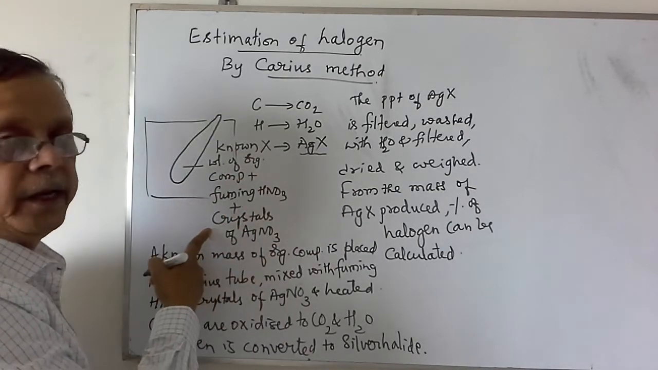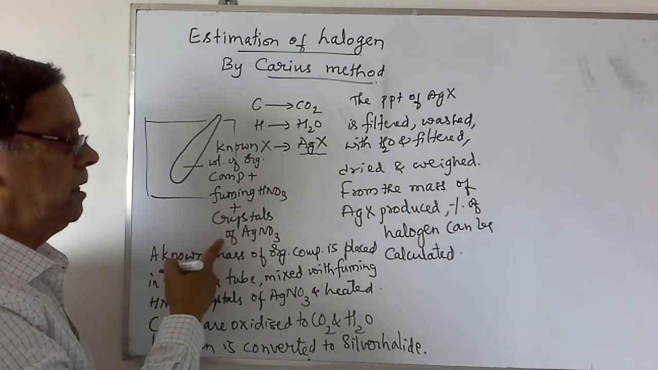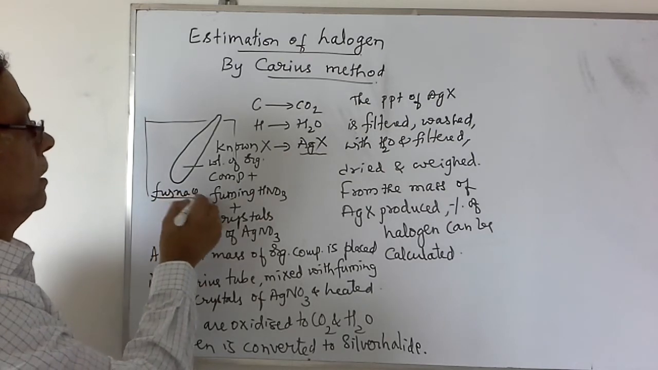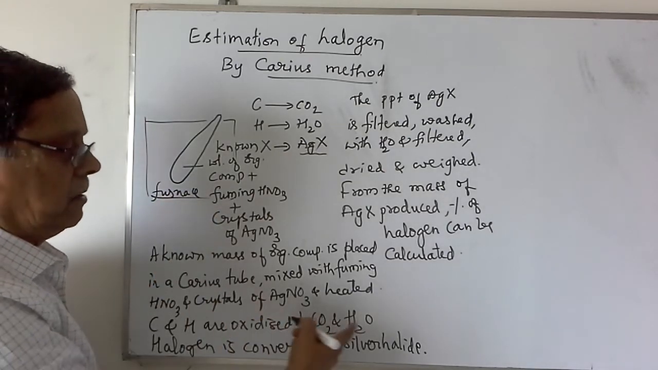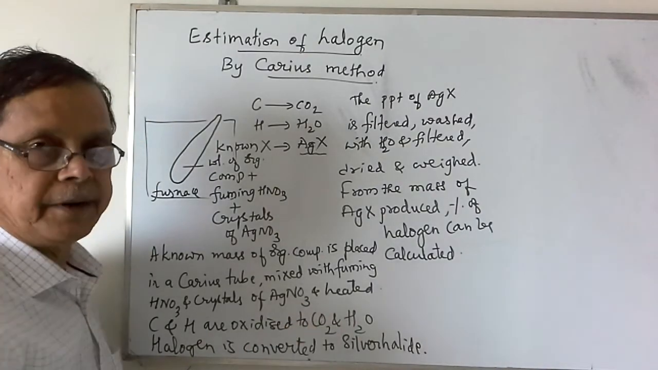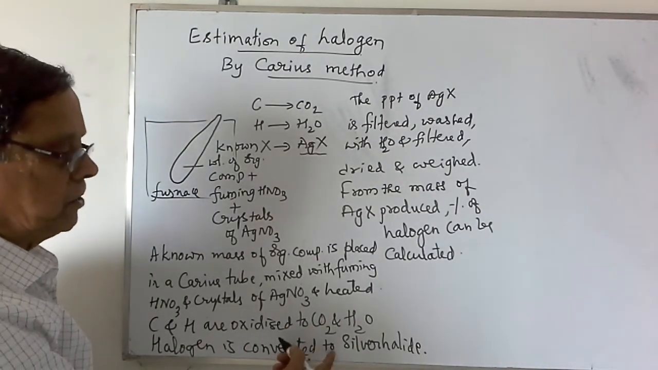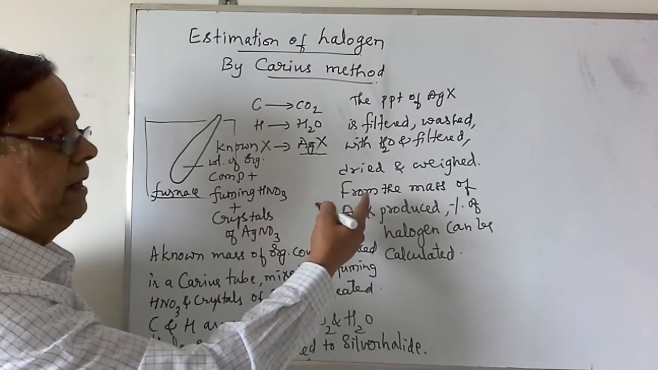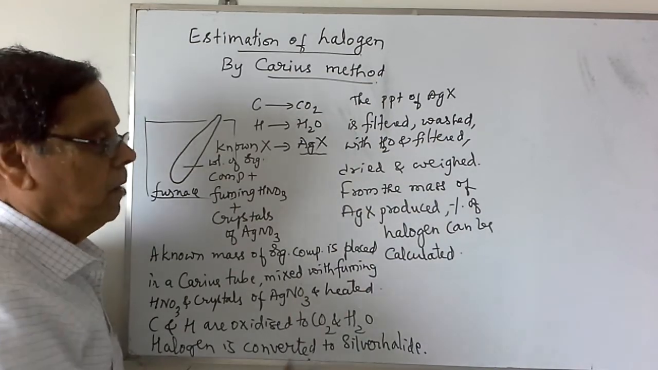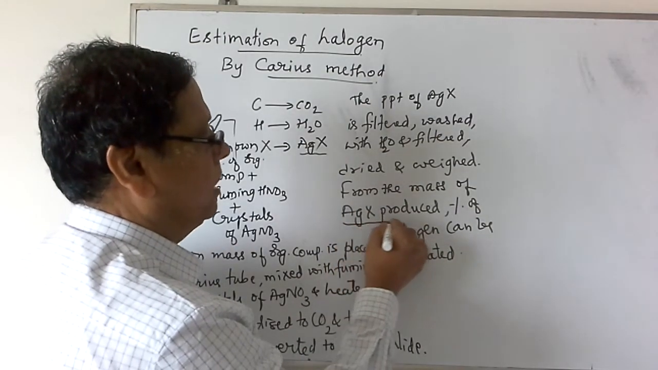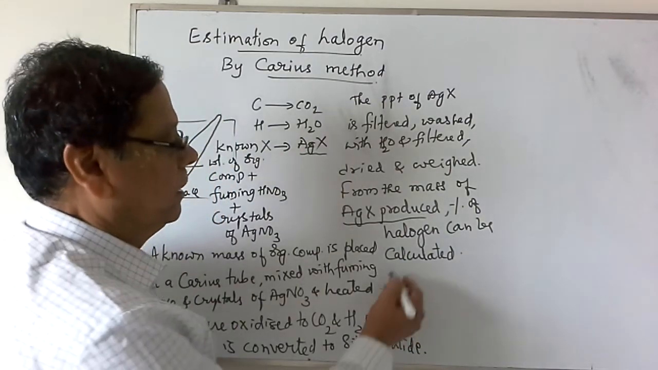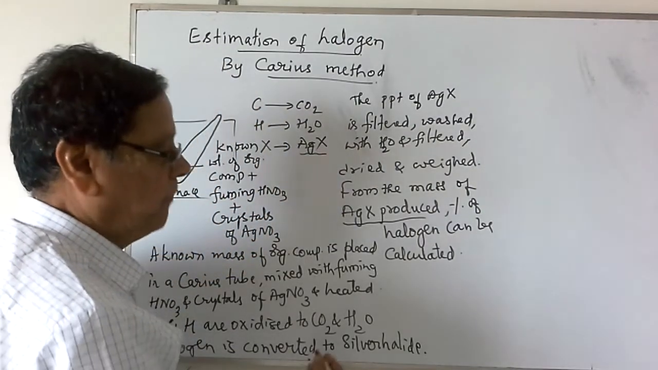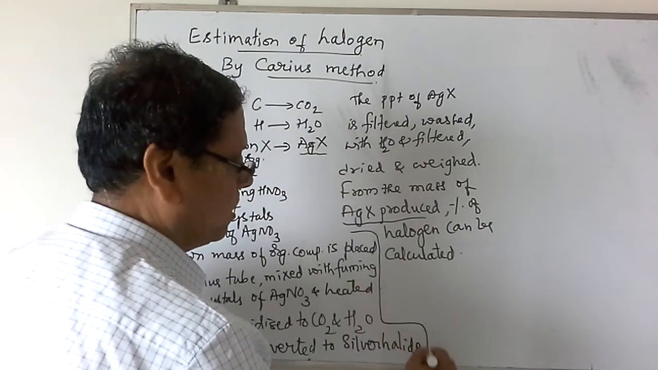First you take a known mass of the organic compound, mix it with fuming nitric acid and crystals of silver nitrate, heat in a furnace. So this is the furnace. Once carbon and hydrogen are oxidized to carbon dioxide and water, halogen will be converted to silver halide. It is filtered, washed, dried and then weighed. Once the mass of the silver halide produced is known, the percentage of halogen can be calculated. I will write the equation for each of the halogens.